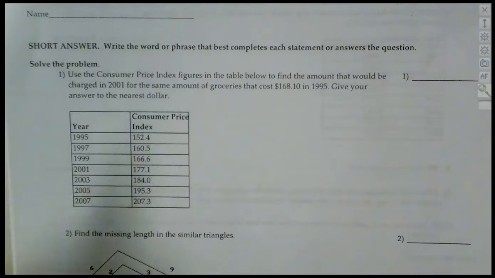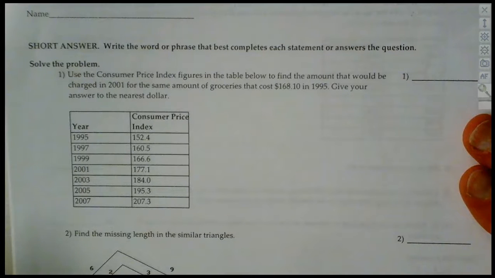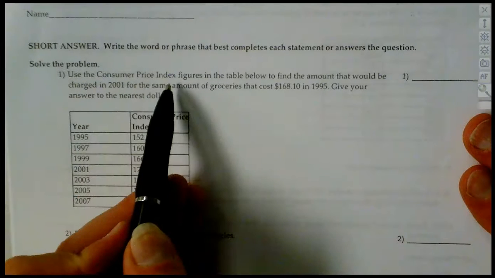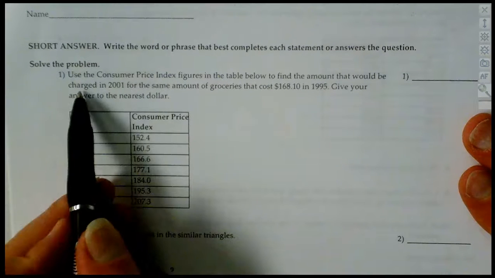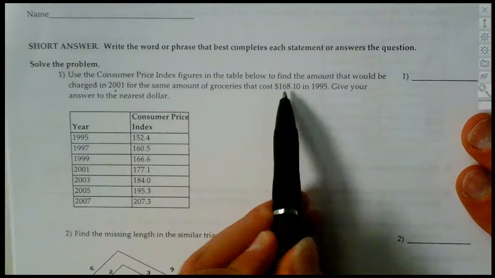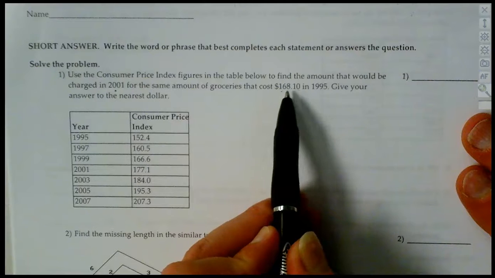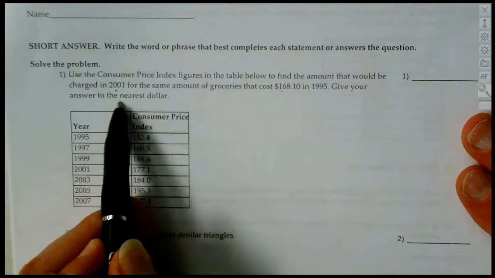We did a couple of these in class last time, and this is using the Consumer Price Index, and this allows you to adjust prices from year to year based upon inflation. So we've got our table, and it says use the Consumer Price Index in the figures in the table below to find the amount that would be charged in 2001 for the same amount of groceries that cost $168.10 in 1995. And then we're going to round it to the nearest dollar.